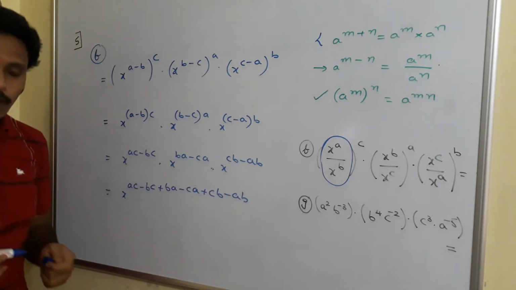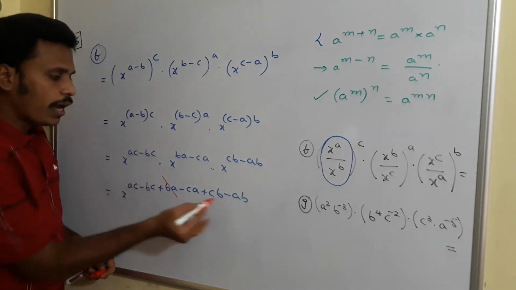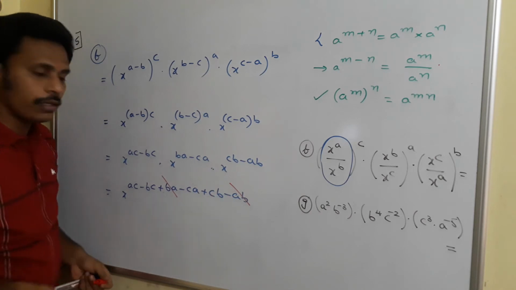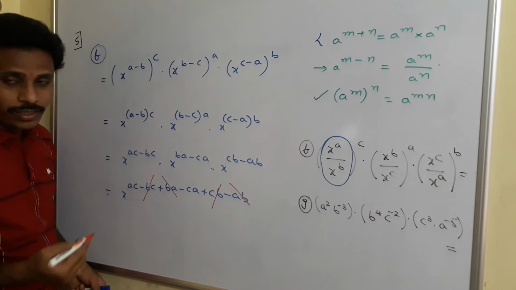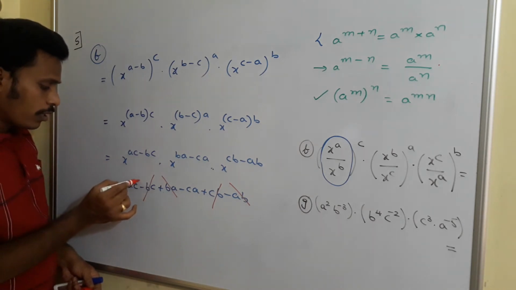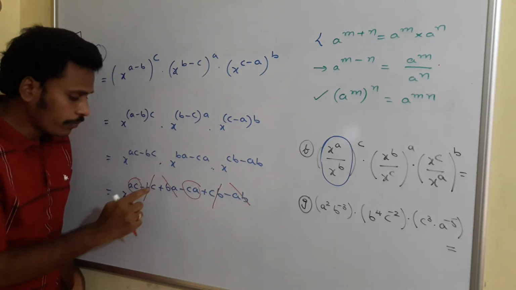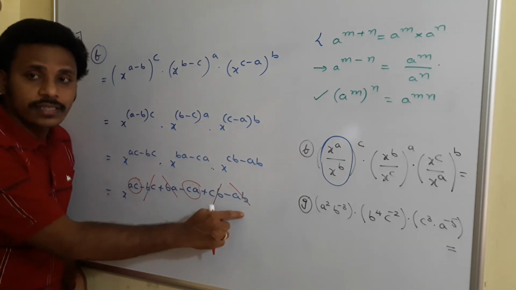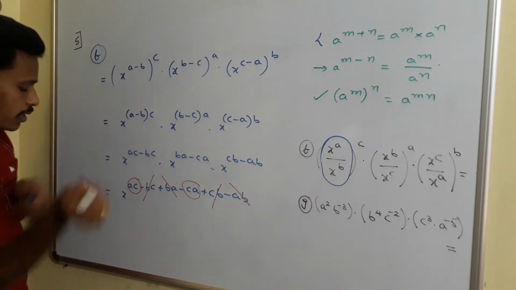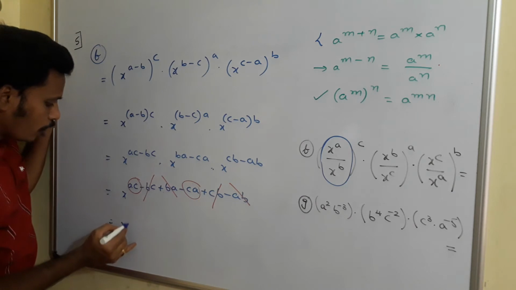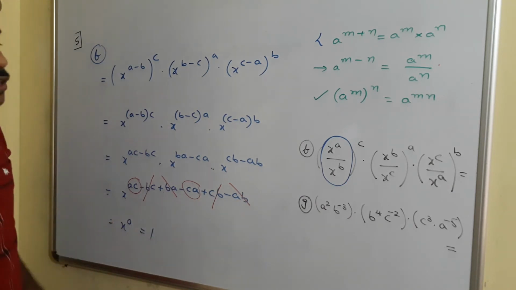That's it. And now once if you observe, see here I have minus ab and here I have plus ab. Both get cancelled. And then minus bc and plus bc. Both get cancelled. And then see, look here, plus ac and minus ac, both get cancelled. These two get cancelled, these two get cancelled, and these two get cancelled, and you are left with 0 here. Since you are left with 0, your answer for the problem is x power 0 and something to the power 0 leaves you 1.